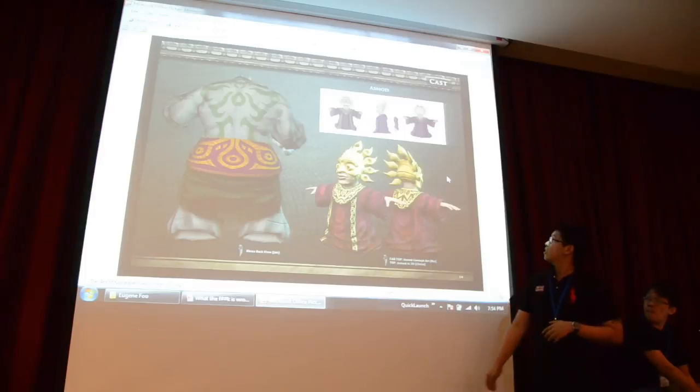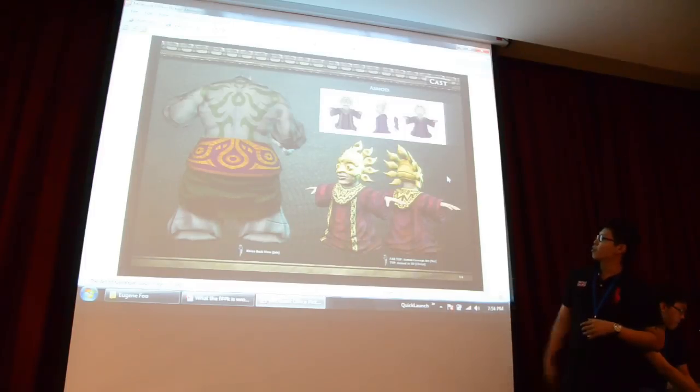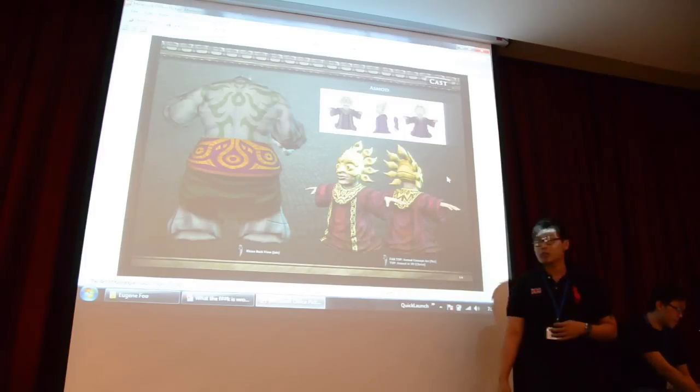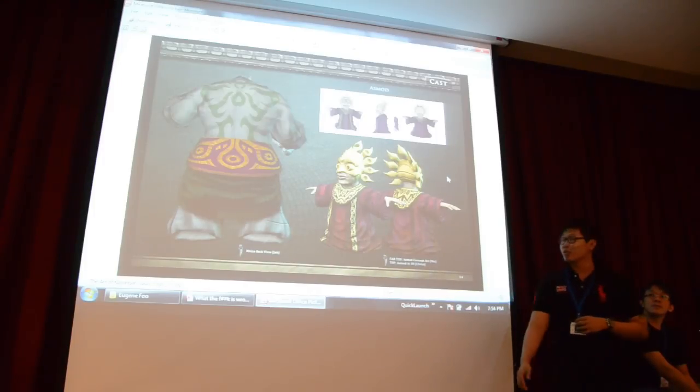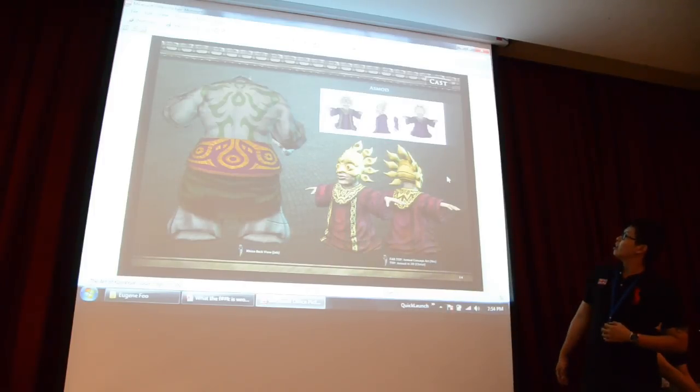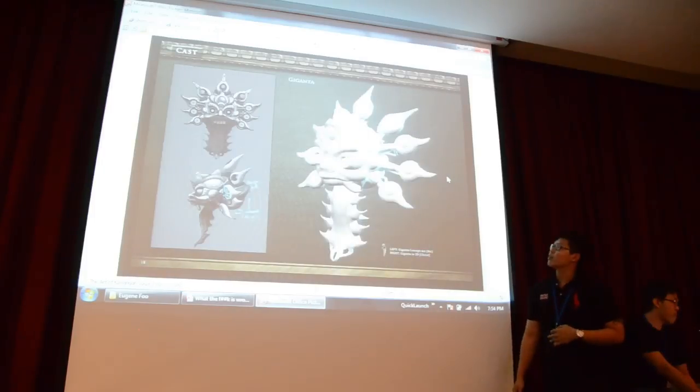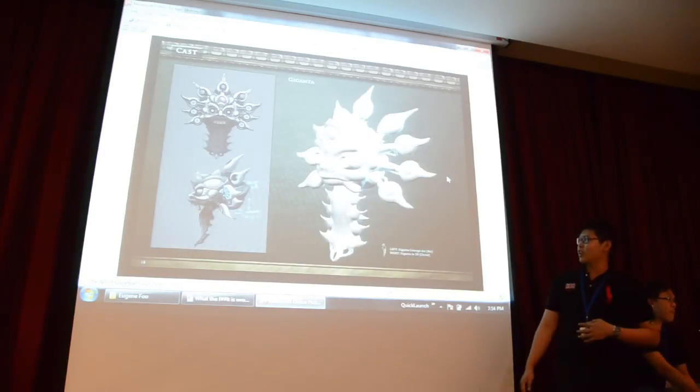And next we have Asmod over here, which is one of our mini bosses, which we couldn't get into the game in time due to time constraints. And next we have Giganta, which is our final boss.